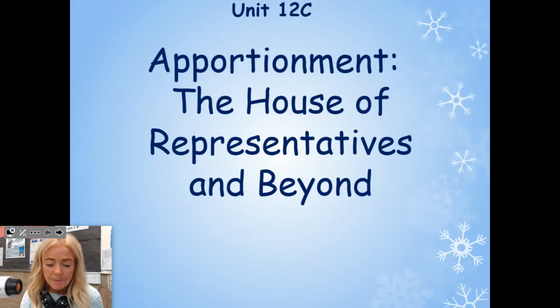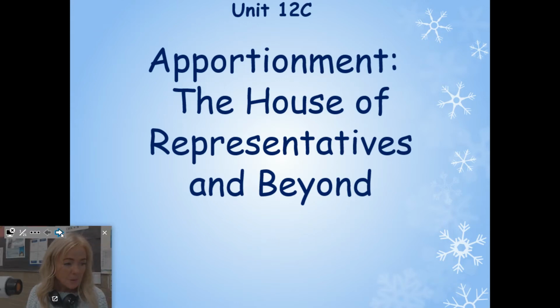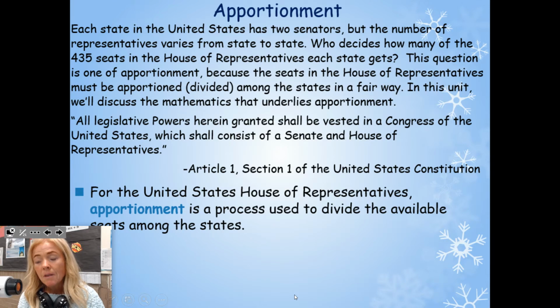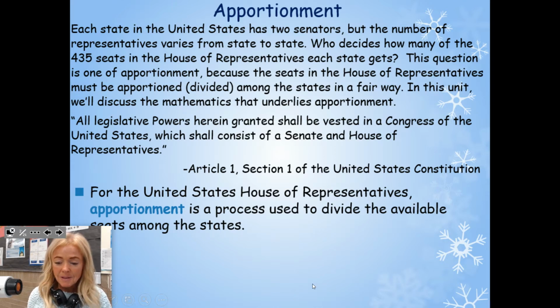We're doing apportionment and talking about mostly the House of Representatives and then some other things like class sizes and different things, who represents who and for how long, well, not how long, but how many representatives will be representing a certain body. Each state, as we know, in the United States has 2 senators, but the number of representatives varies from state to state. So with the senators, we just give 2 per state, but the House of Representatives is a little bit different.